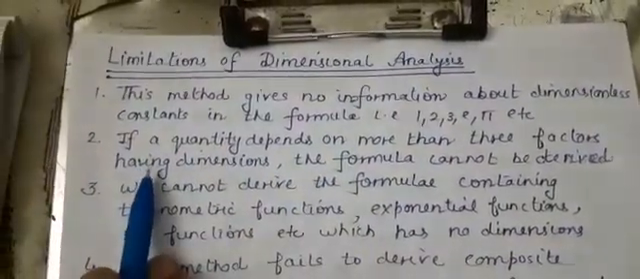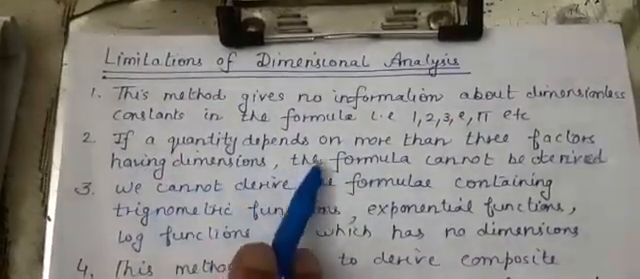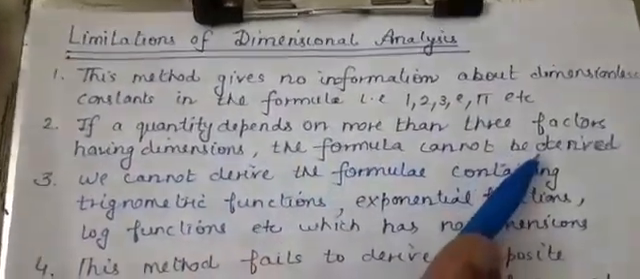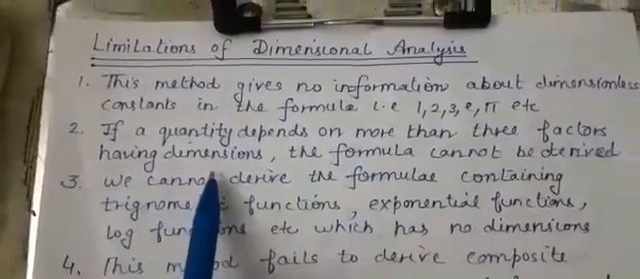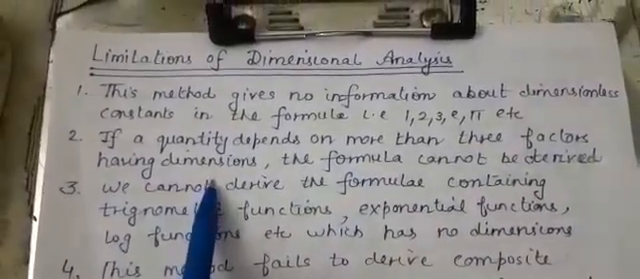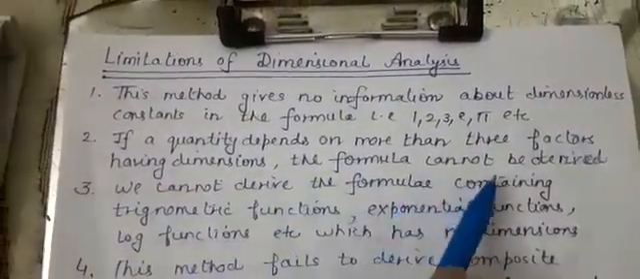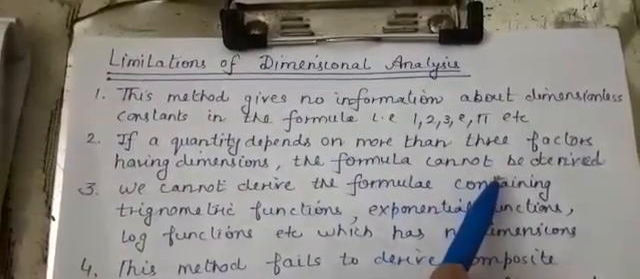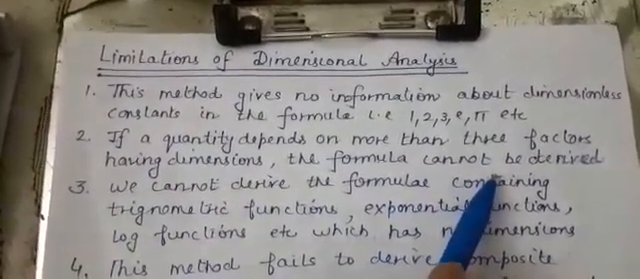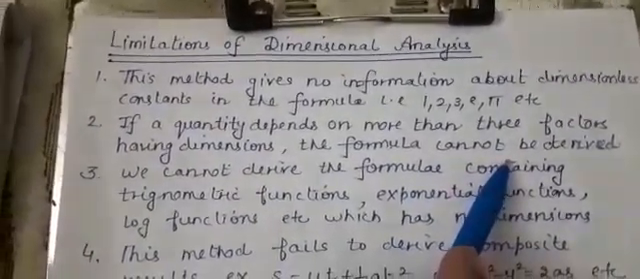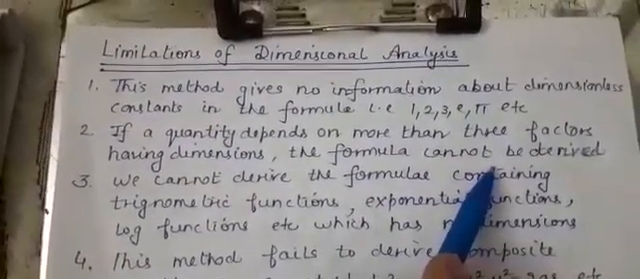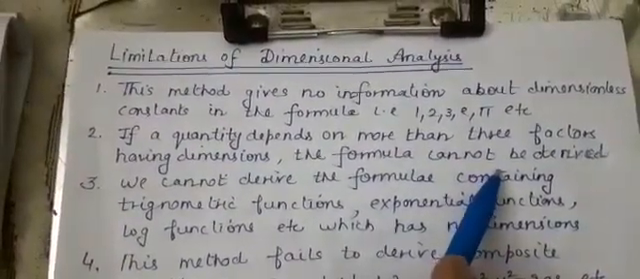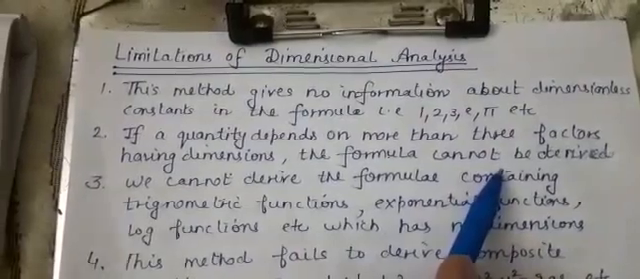Second point, if a quantity depends on more than 3 factors having dimensions, the formula cannot be derived. How can we explain it? In simple terms, when we have to derive a relation, that quantity must depend on only 3 factors, not more than that.